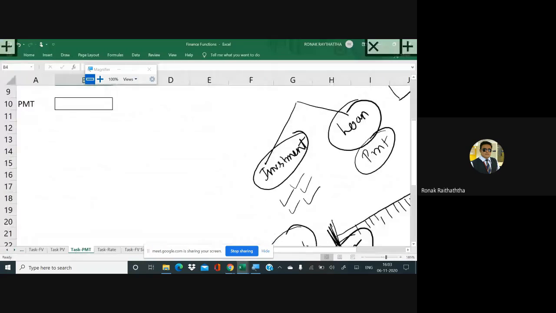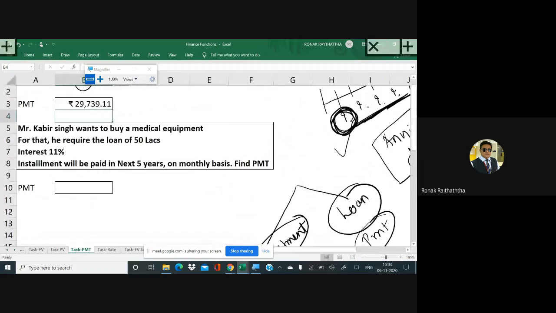Here we have the next plan of Mr. Kabir Singh. Let's try to understand the question well. Mr. Kabir Singh wants to buy medical equipment. For that, he requires a loan of 50 lakhs. So the loan is the present value. Please put it in the back of your mind.